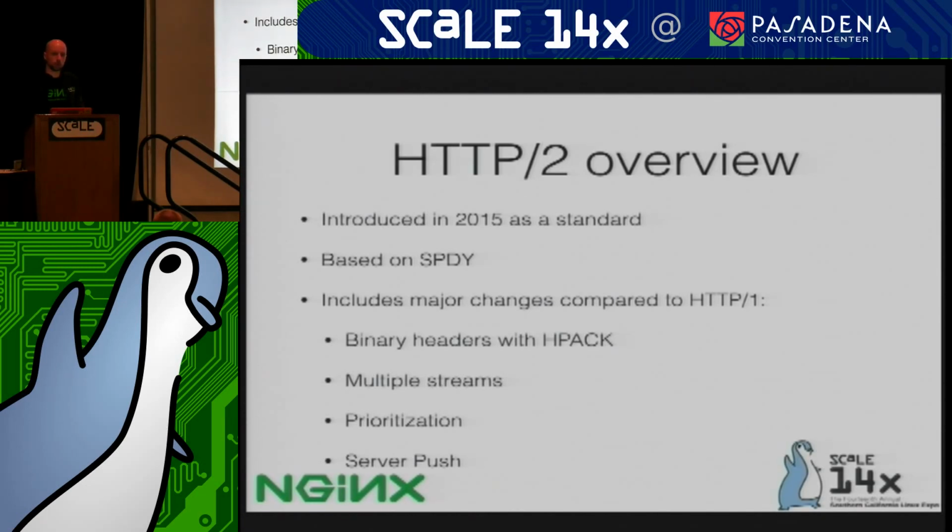HTTP 2 allows you to send the priority information with every stream of data. So the browser can know which data it needs the most, which data it needs to come with more priority, which data is less required for the user to start interacting with the page.